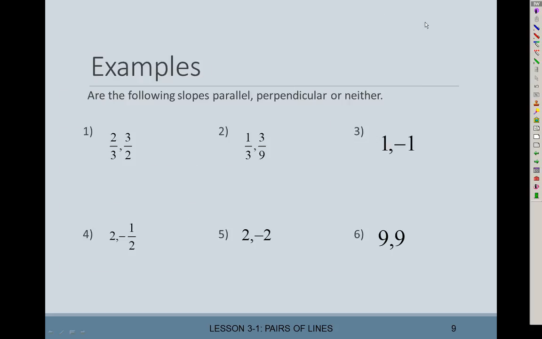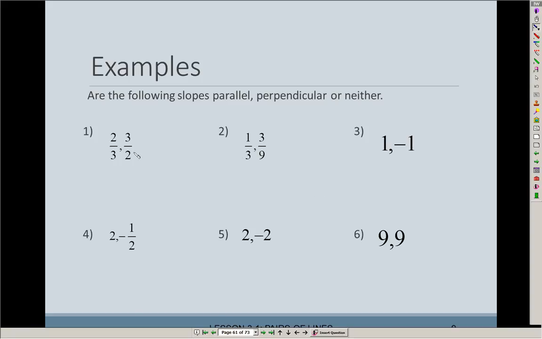How about these questions? Are the following slopes parallel, perpendicular, or neither? 2/3 and 3/2, well, those are reciprocals, but the sign is the same. So they're not parallel because they're not equal, and they're not perpendicular because the sign didn't change. So this one is neither. 1/3 and 3/9, well, let's reduce this because 3/9 can reduce to 1/3. So 1/3 and 1/3, those are equal slopes. So these are parallel.